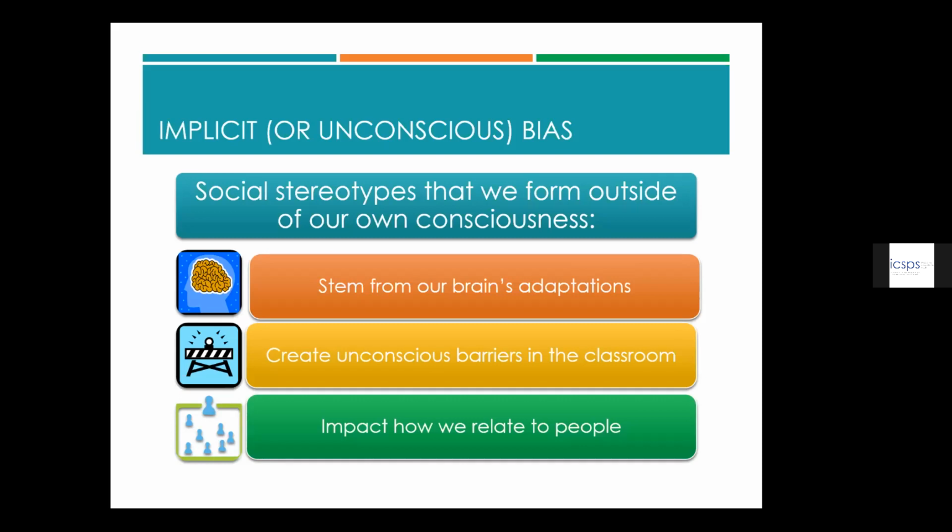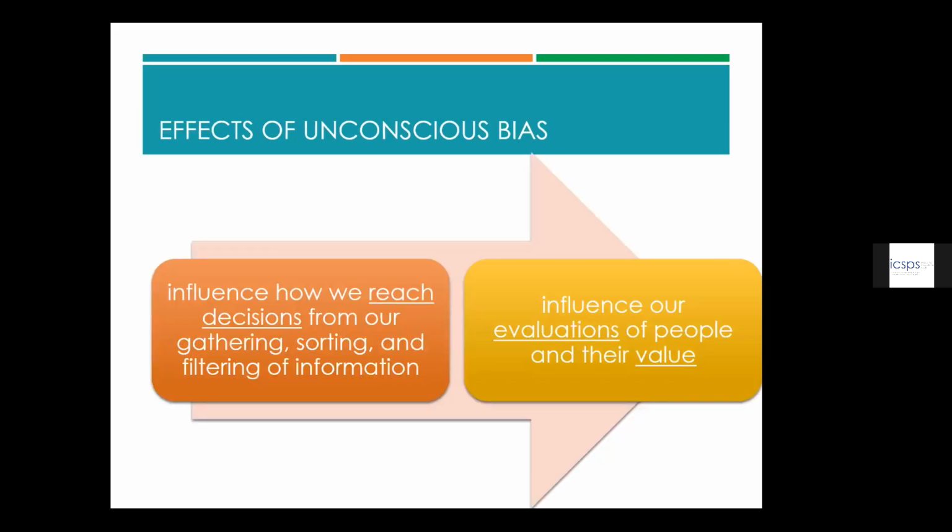Next, we'll look at the effects of unconscious bias and why it's important to have this conversation. We start with how implicit bias influences how we reach decisions from our gathering, sorting, and filtering, and it influences our evaluations of other people, including our students, our colleagues, our partners, our friends, and their value. So they do play a role in the way we look at things.